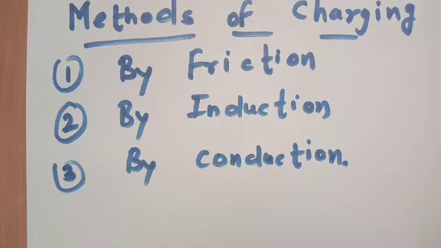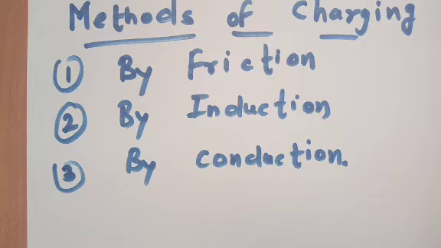When you rub two bodies, a particular set of bodies, against each other, by rubbing you provide energy, and one body loses electrons while the other one gains electrons. So this is called charging by friction. The body which loses electrons becomes positively charged, and the body which gains electrons becomes negatively charged, because we know that electrons are the negative charge carriers.